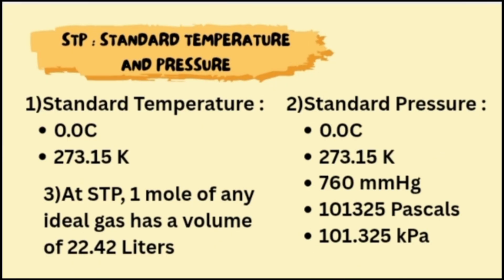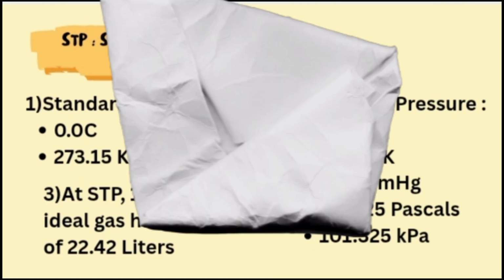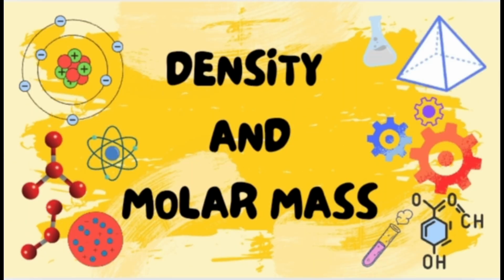Standard temperature and pressure, known as STP, is a reference condition used in chemistry. We can see that there are three things that are important in STP. First, standard temperature. Second, standard pressure. And lastly, at STP, 1 mole of any ideal gas has a volume of 22.414 liters.